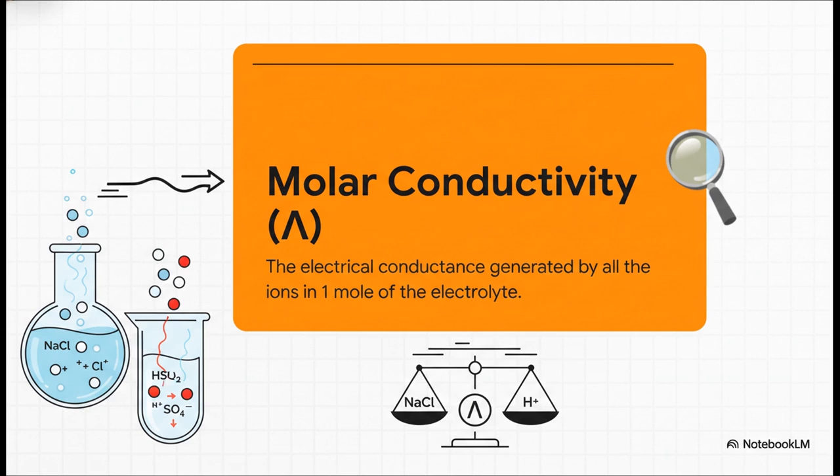So that brings up a question, right? If conductivity is just for a tiny, specific volume, how do we compare different substances fairly? Well, that's where molar conductivity comes in. You can think of it as the great equalizer. It levels the playing field because it measures the conducting power you get from exactly 1 mole of a substance. This way, we can make a true apples-to-apples comparison.